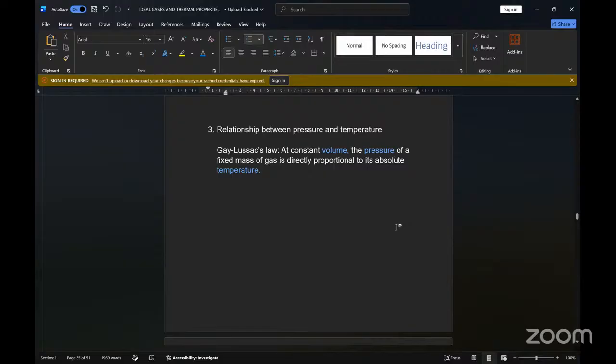And we are going to look at the relationship between pressure and temperature. And this is called Gay-Lussac's law. Gay-Lussac's law. That's what you have here. So basically, Gay-Lussac's law states that at constant volume, the pressure of a fixed mass of gas is directly proportional to its absolute temperature.